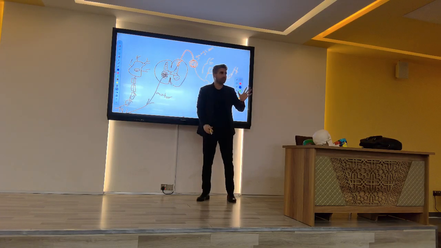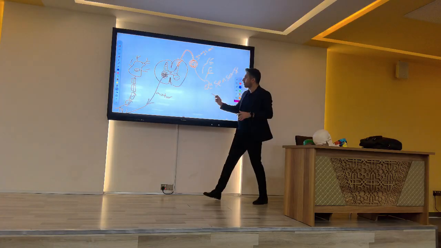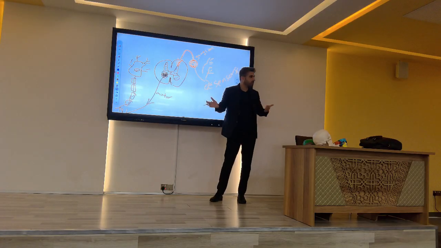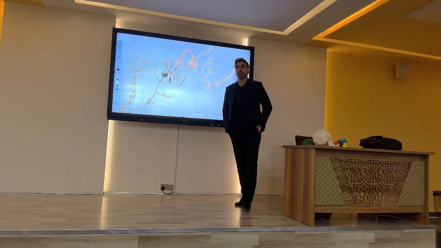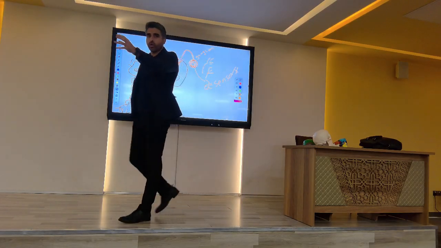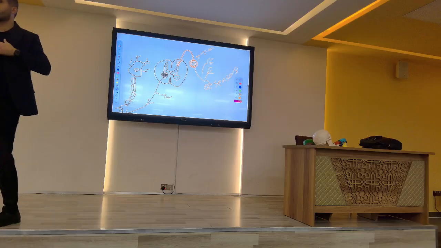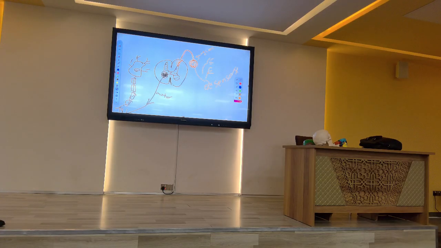Motor neurons don't have a ganglion, because the body is here, in the gray matter, in the CNS. But sensory neurons have a ganglion. Why? Because the dendrites are outside and the body is outside. Did you get that? Yes.